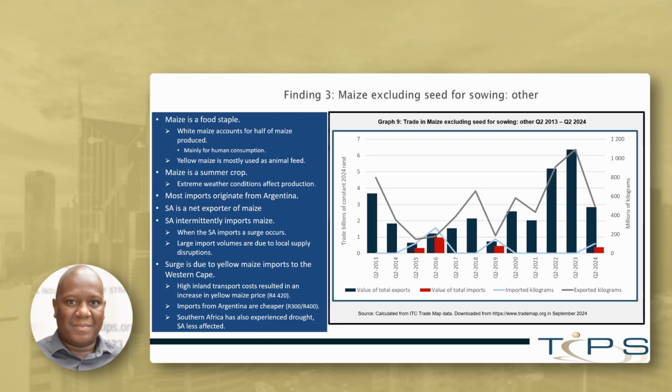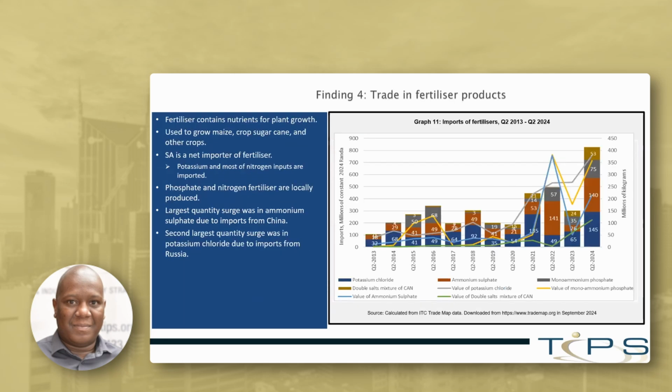High inland transport costs resulted in an increase in yellow maize prices. Imports from Argentina, in contrast, were cheaper. And Southern Africa has also experienced droughts, with South Africa being less affected.